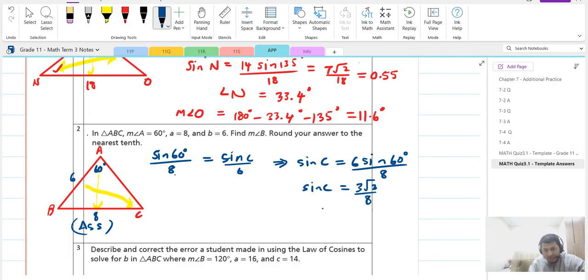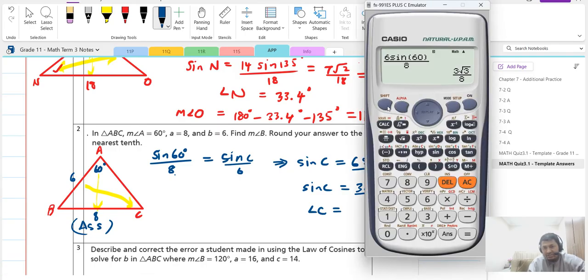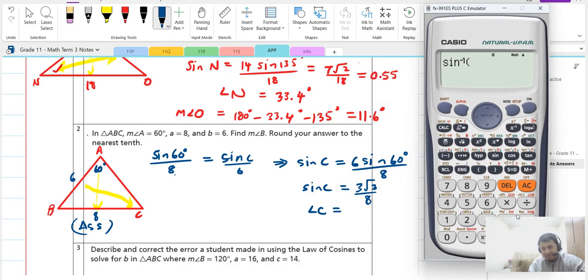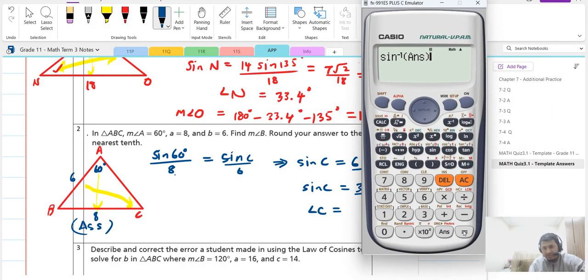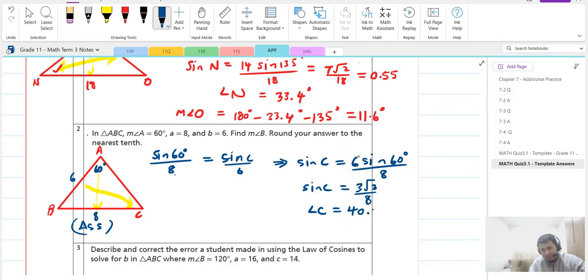Now I have sine C, so angle C is equal to shift sine of 3 root 3 over 8, which was your last answer. You can just say shift sine of the answer because it's already saved there, and I should get 40.5 degrees.